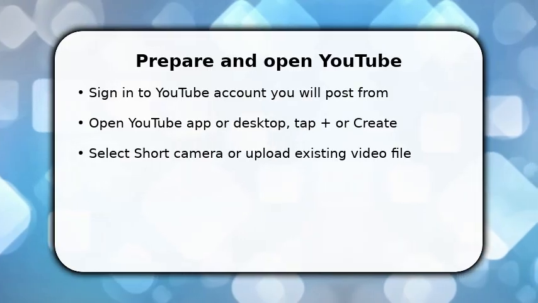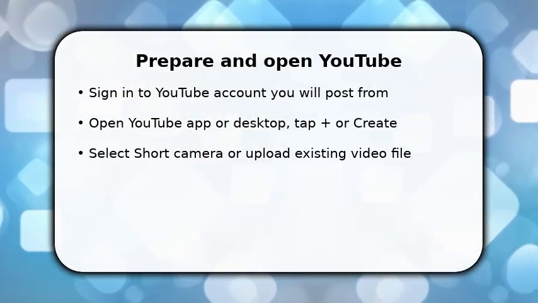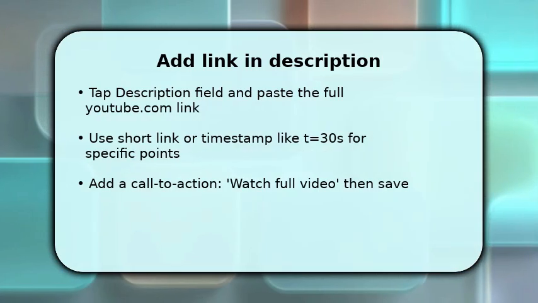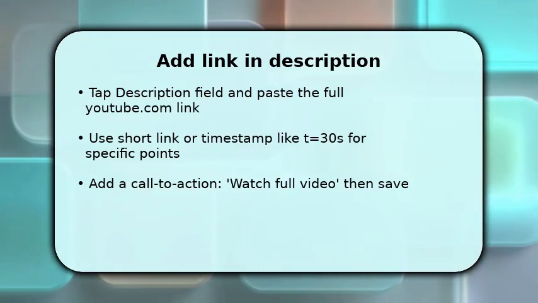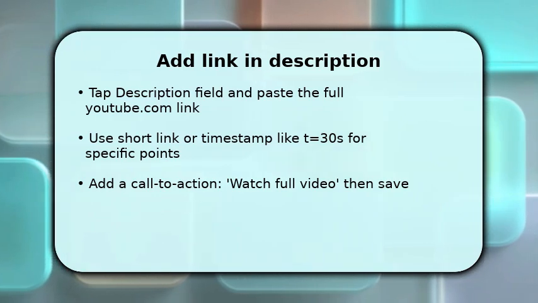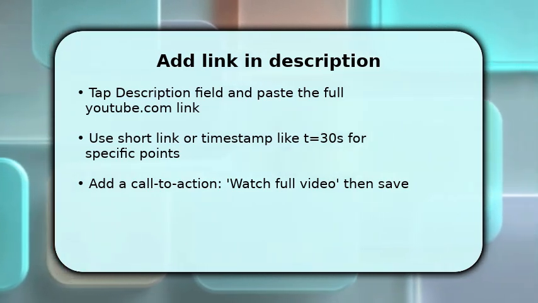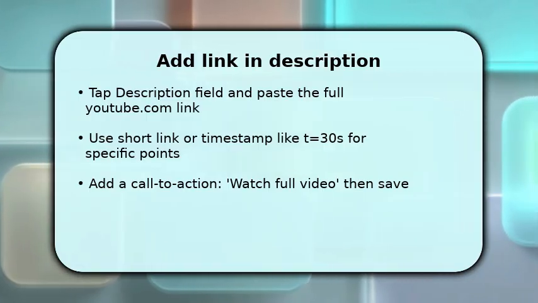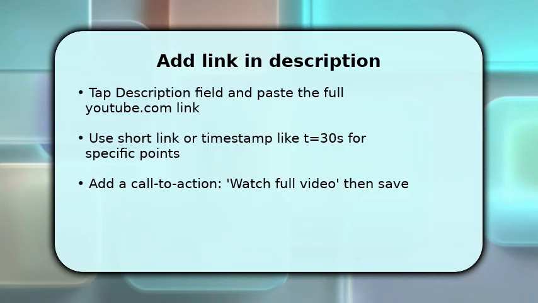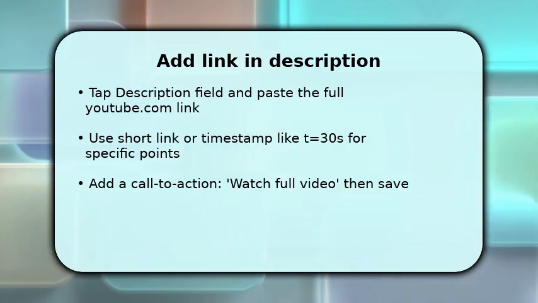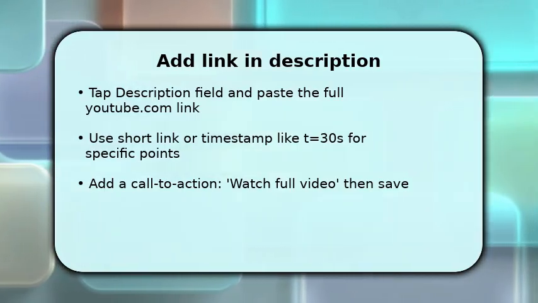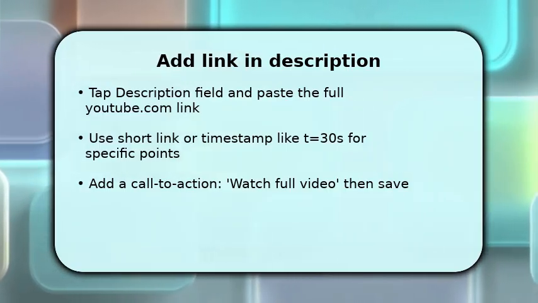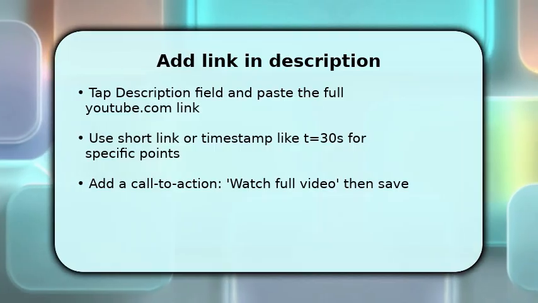Now that your clip is loaded, move to the next step to add a clickable link using descriptions and on-screen prompts. Now you paste the full YouTube link into the description field. Use the full youtube.com/watch?v=ID form so YouTube parses it correctly. If you want a specific point, append a timestamp like t=30s. Once pasted, add a clear call to action such as watch full video or full link below so viewers know why to click. Make sure the description stays under character limits and includes any hashtags you want.